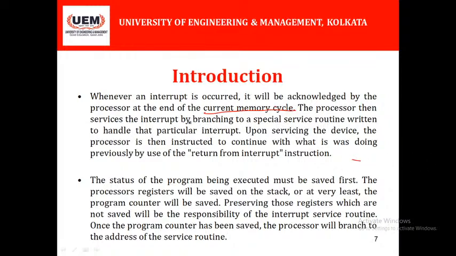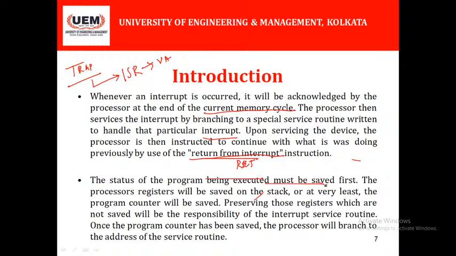The processor then services the interrupt by branching to a service routine written to handle the particular interrupt. So every interrupt has a particular interrupt service routine. For example, trap is a non-maskable interrupt. It has a special interrupt service routine with a particular vector address. Upon completing the service, the processor is instructed to continue with what it was doing previously by the use of the return from interrupt instruction. Needless to say, return from interrupt is basically the return instruction through which it will return from the ISR to the main program.